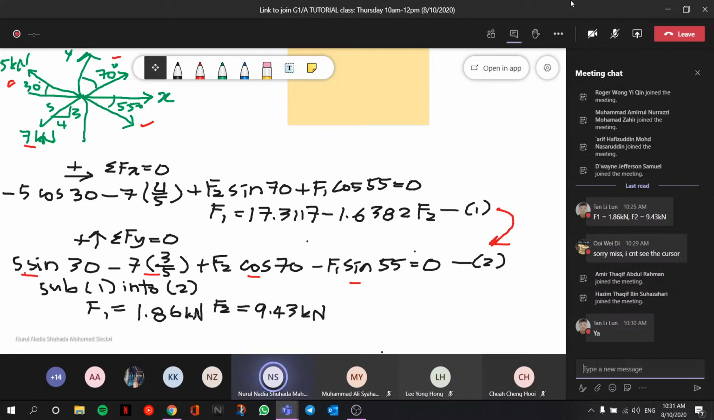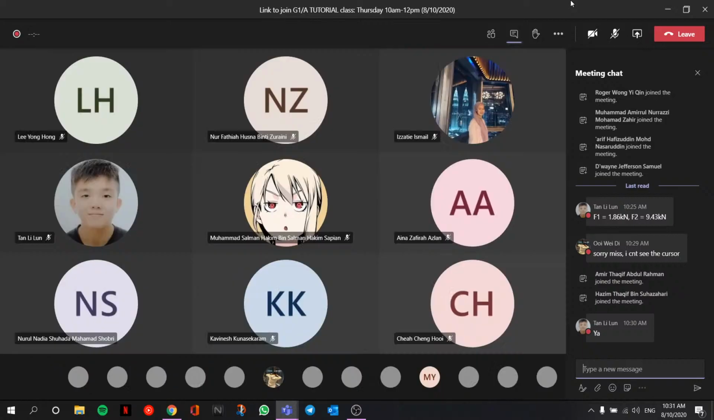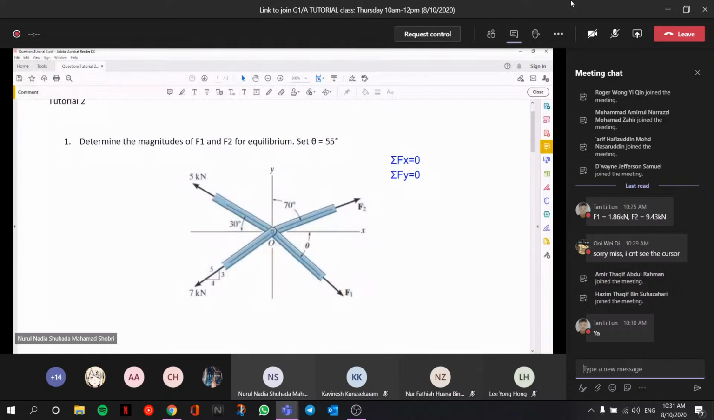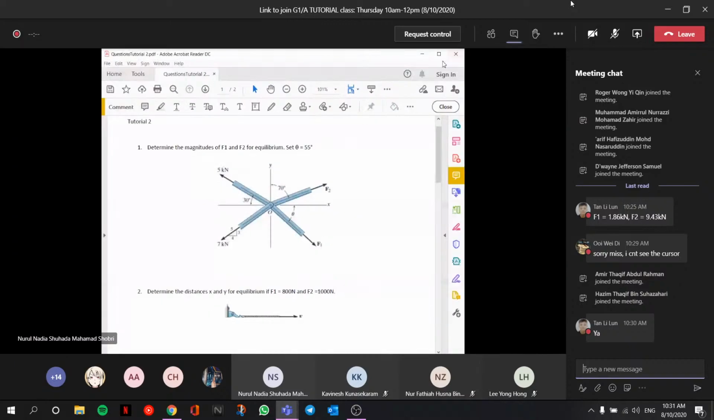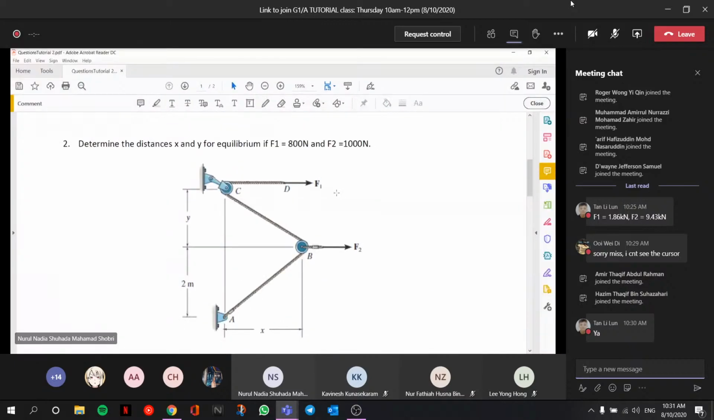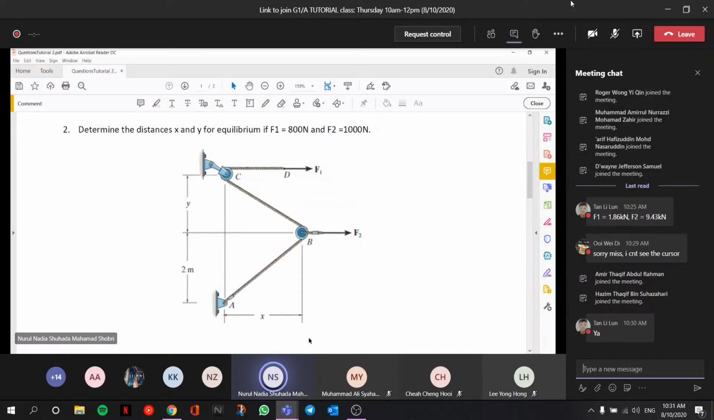If you don't have any other questions, we move on to the second question. So this is the second question. You can take about 10 to 15 minutes to solve the problem, and then we will discuss the answer to the question together after this.